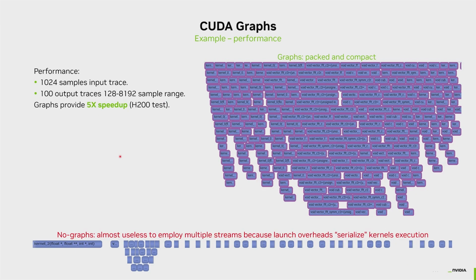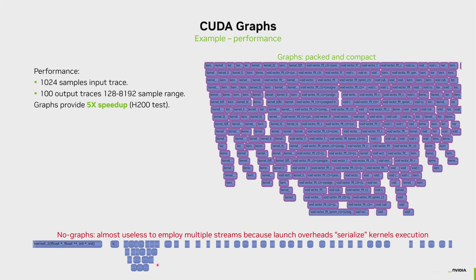Okay, now let's take a look at the NCU profile. So in this example, which I ran on H200, my input trace has 1,024 samples. Then I have 100 intermediate traces that can be run simultaneously, and their sizes range from 128 to 8192. For this case, I observe a 5x speedup from using graphs. And here's the picture of the kernel launch timeline, and you can see how nicely packed and compact all the kernels are. Here's a picture when I do not use CUDA graphs.